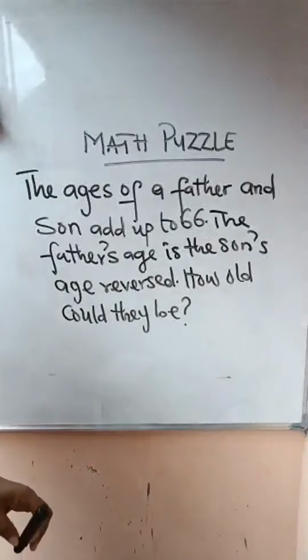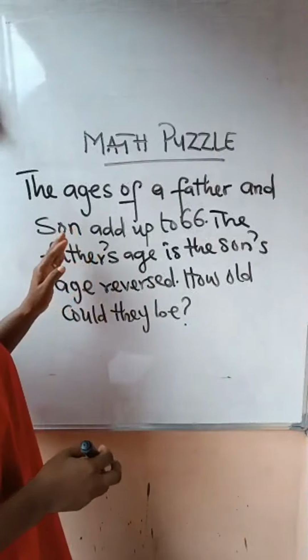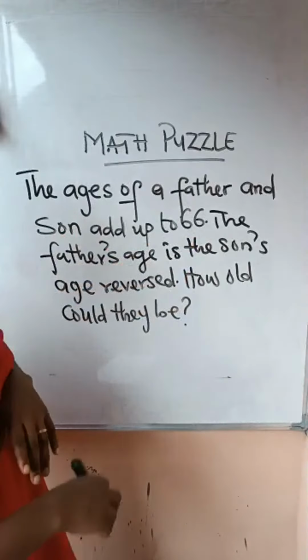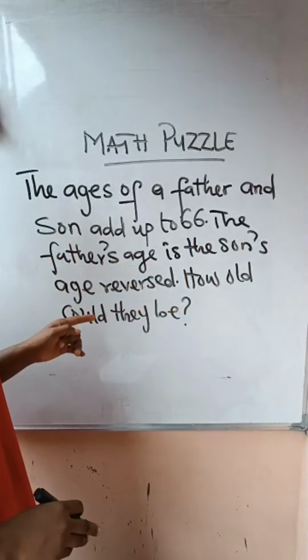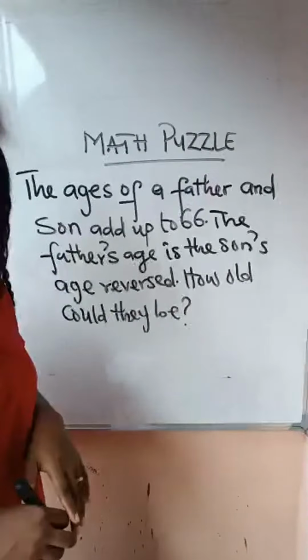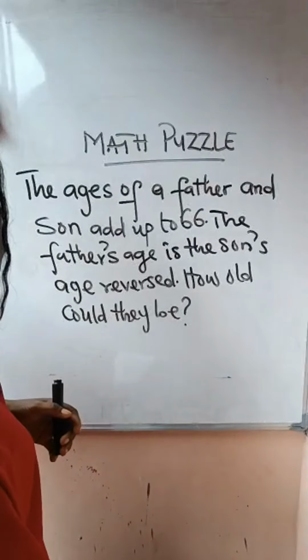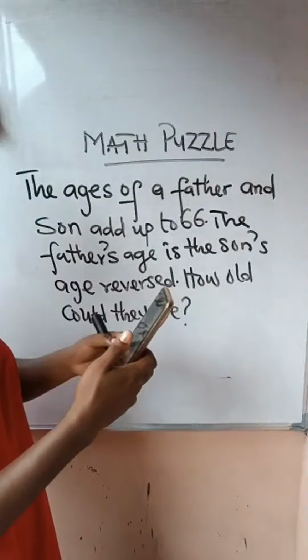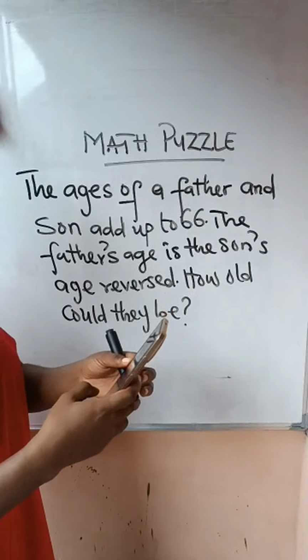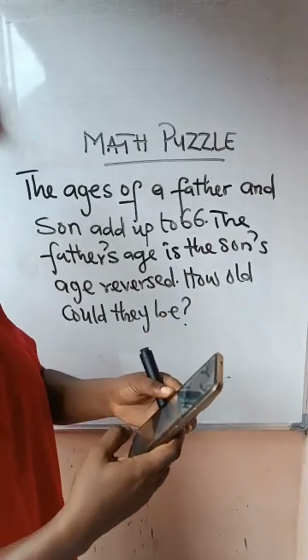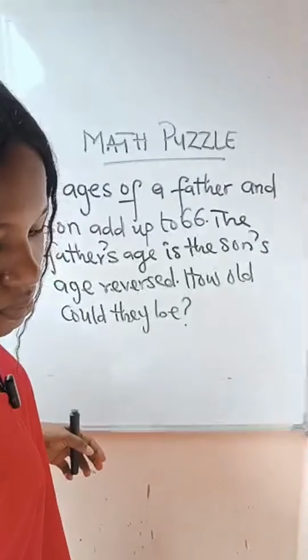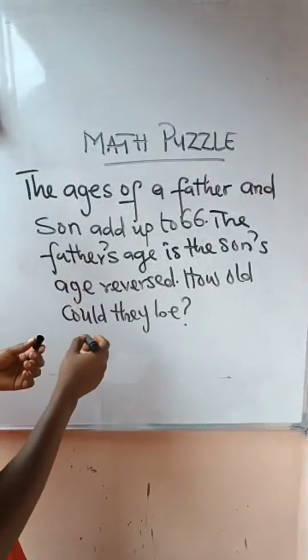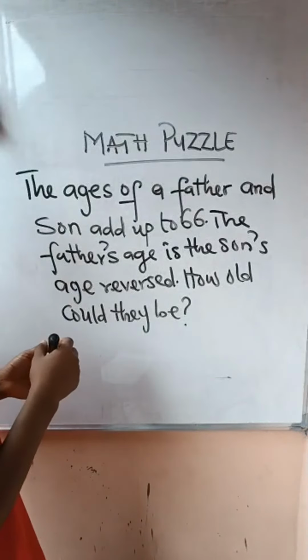The question is saying the ages of a father and son add up to 66. So the father's age is the son's age reversed. So we are asked, how old could they be? All right. Now, this is it. We start with 1.